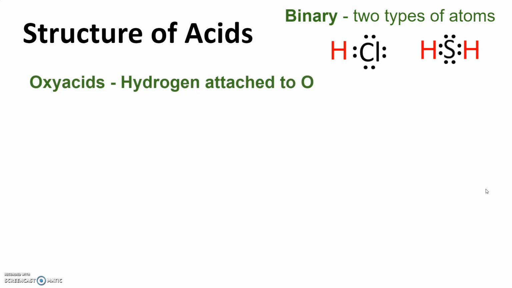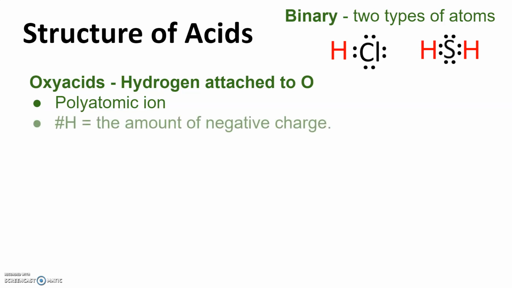Another example of acids are oxyacids, and these are acids where the hydrogen is attached to an oxygen, typically in a polyatomic ion. Before we look at some examples, it's important to note that the number of hydrogens in the acid is equal to the amount of negative charge in the polyatomic ion. So what do I mean by polyatomic ion? Nitrate is an example of a polyatomic ion. It has a charge and it's poly, meaning more than one atom.